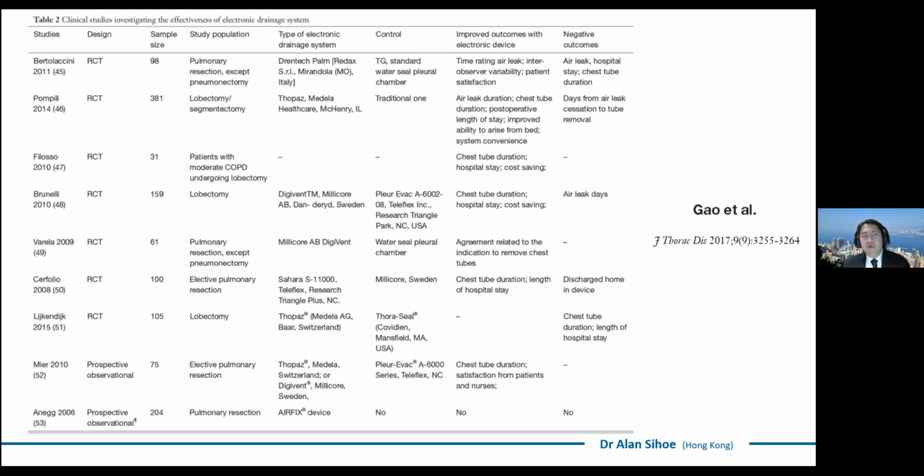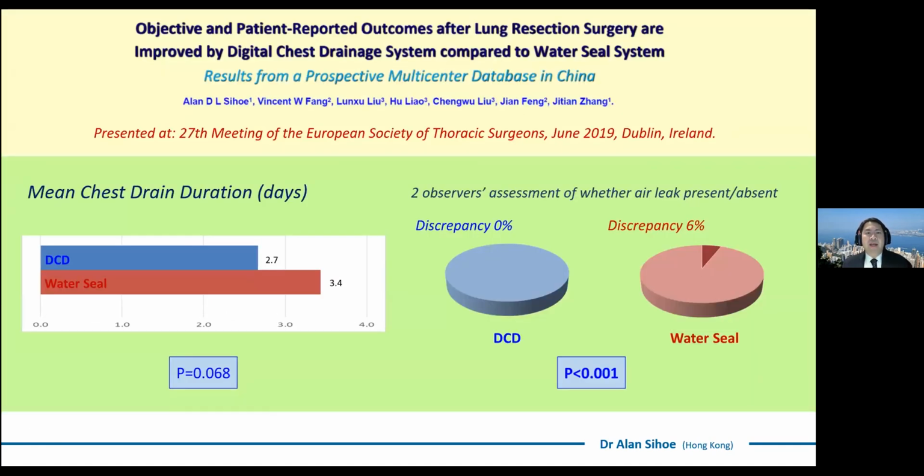Now, you can go to each of these individual studies in turn, but whether or not there is publication bias, nonetheless, there is good published evidence that these systems actually may or may not work. We've actually validated this in China very recently, in a multi-center prospective database. We've also validated this even in an Asian population. So consistently, we're finding shorter chest drain durations.